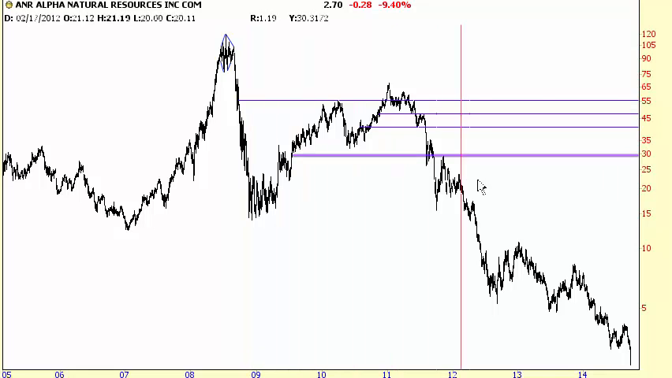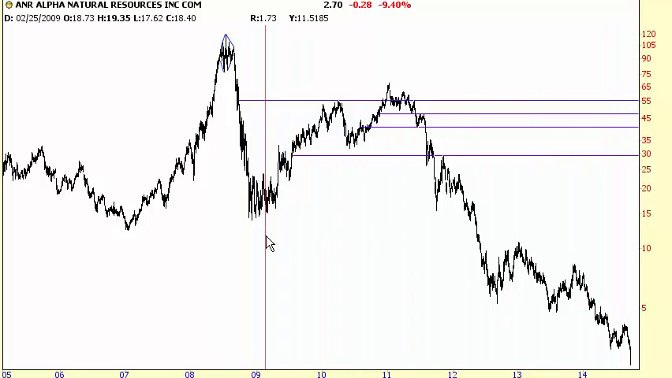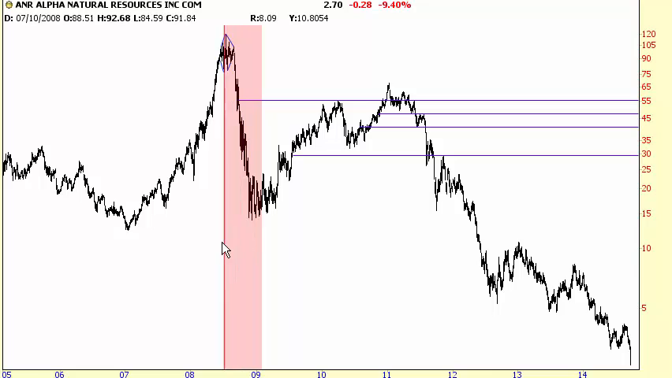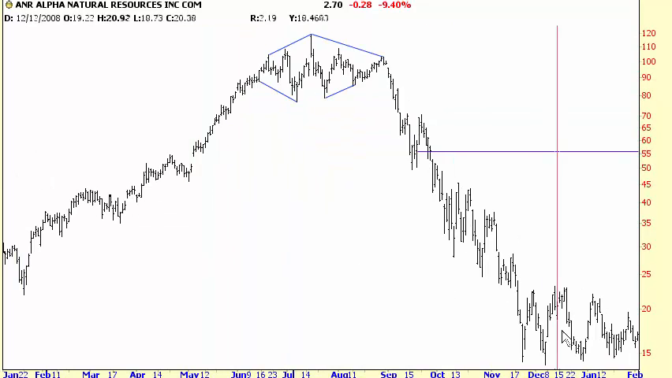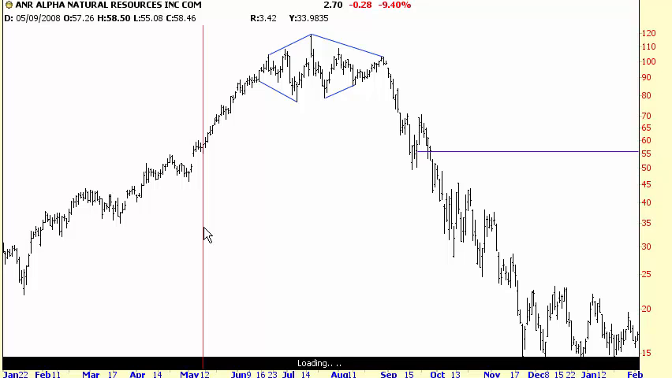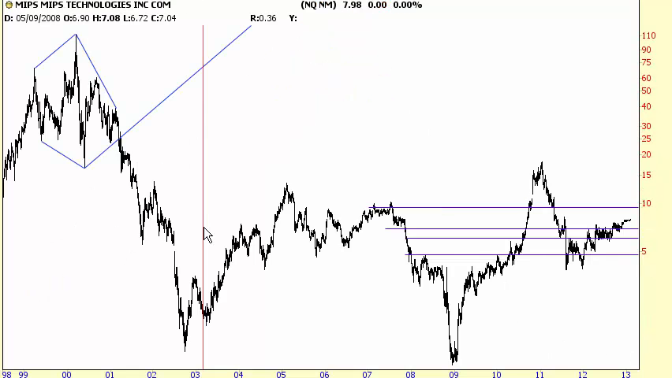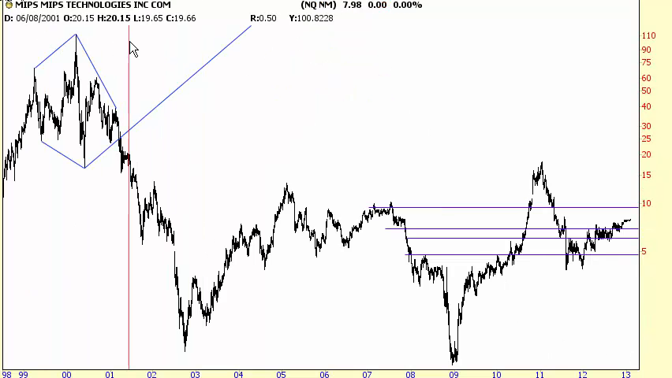Although over the grand course of time the move was very tremendous, really for our purposes the true move downward from the pattern was down here to about 15. But that's a very substantial move by any standard. Here's a different example, MIPS. This one is also a reversal.